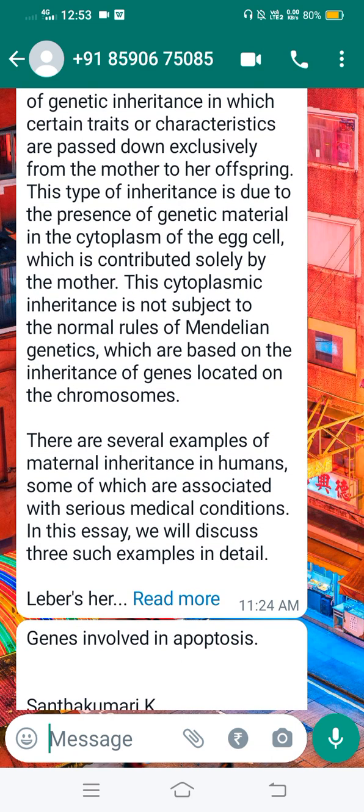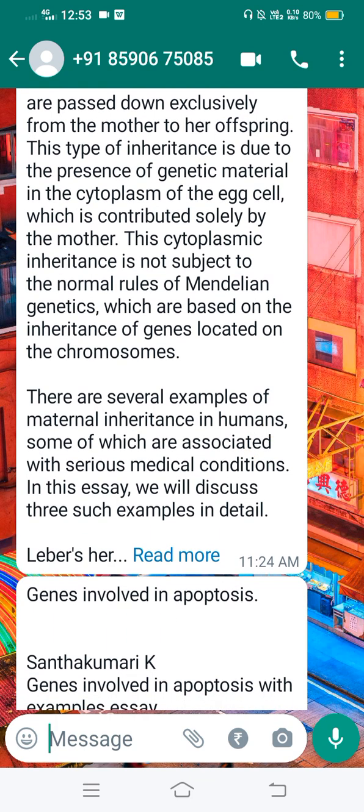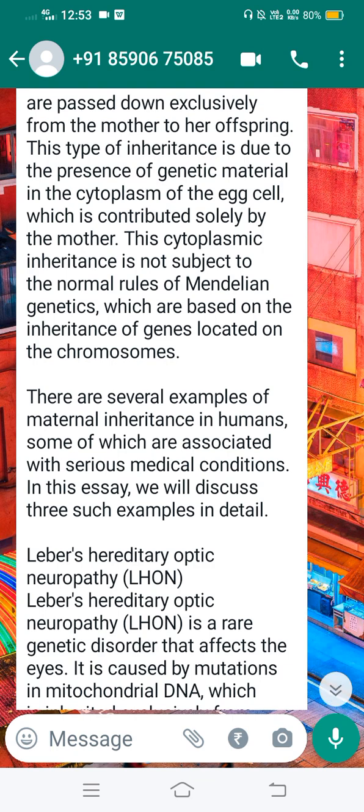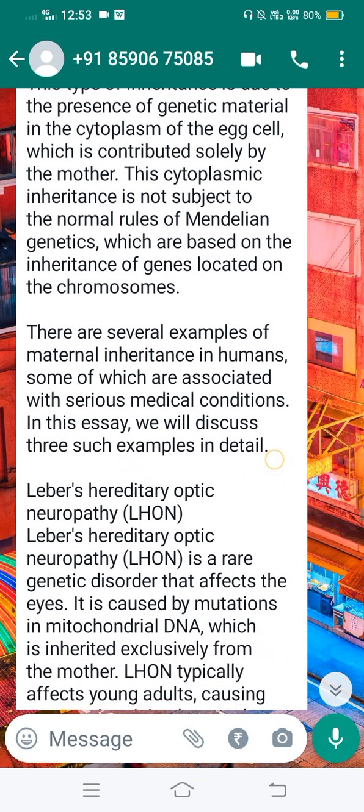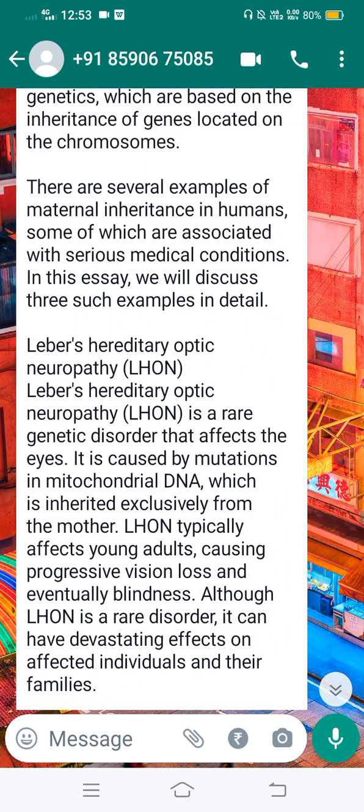The cytoplasmic inheritance is not subject to the normal rules of Mendelian genetics, which are based on the inheritance of genes located in the chromosomes. There are several examples of maternal inheritance in humans, some of which are associated with serious medical conditions. In this essay, we will be discussing all three examples of maternal inheritance in humans.